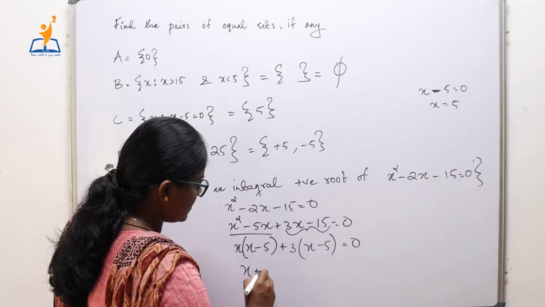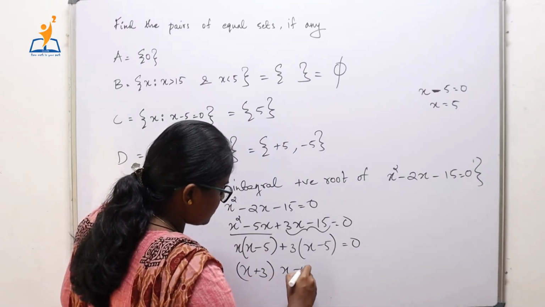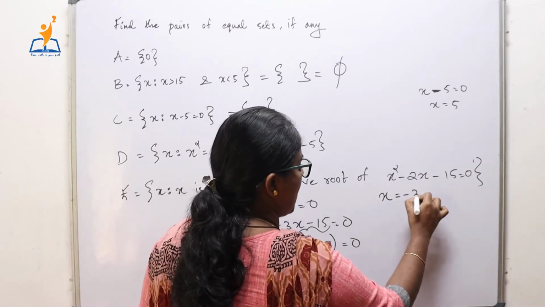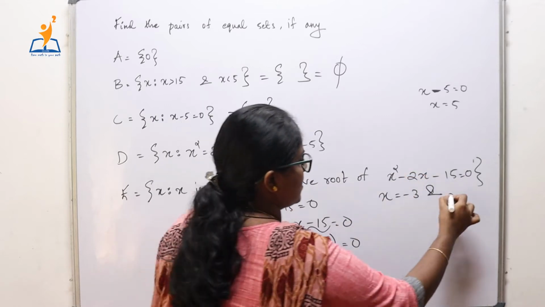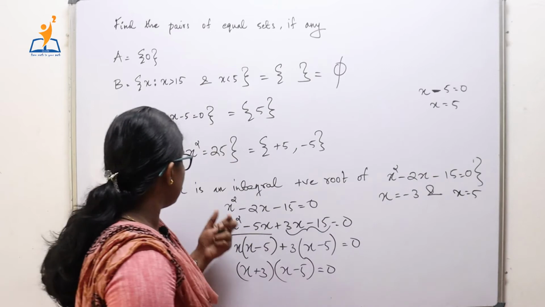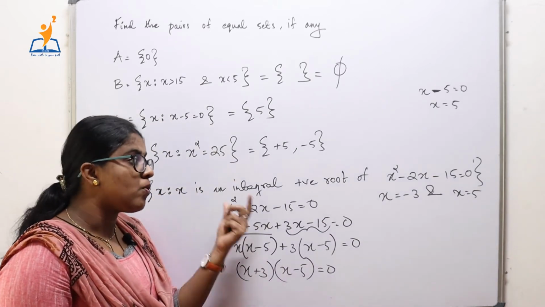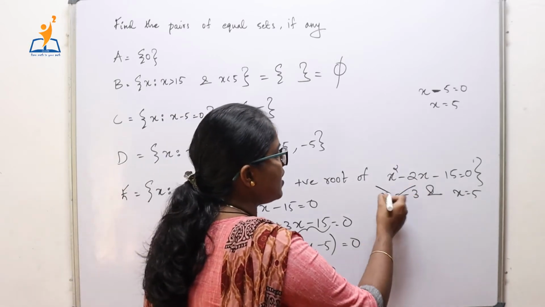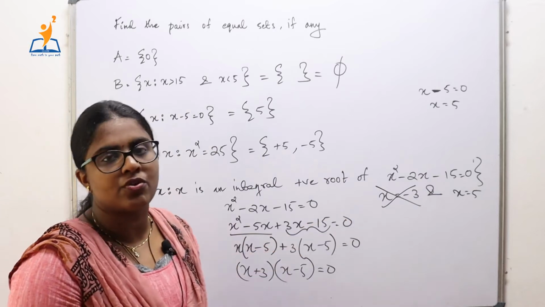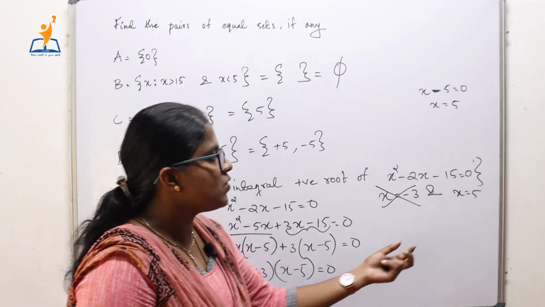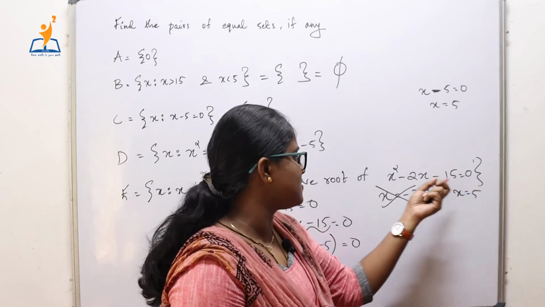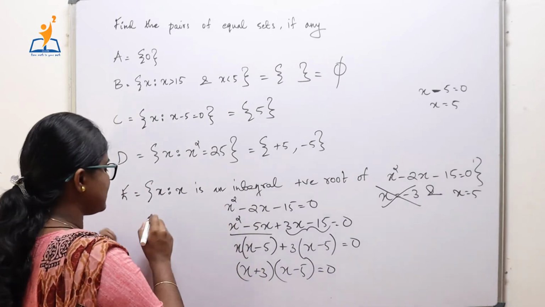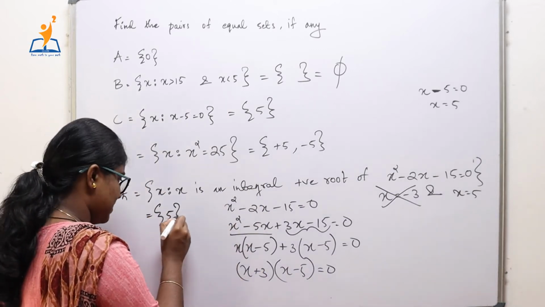So it will become like this: (x + 3)(x − 5) = 0. So the roots of this particular equation are x = −3 and x = 5. Now x is an integral positive root of x² − 2x − 15, so we cannot consider this negative root, x = −3. The only possible root which satisfies the condition given by the set is x = 5. So our set E is nothing but the set {5}.